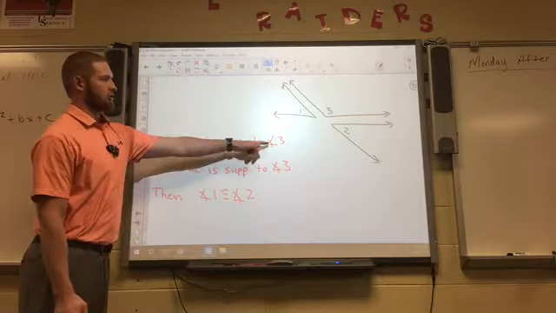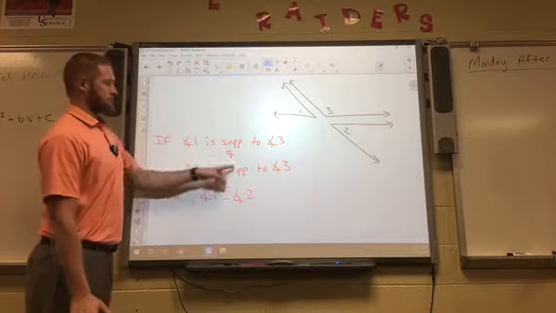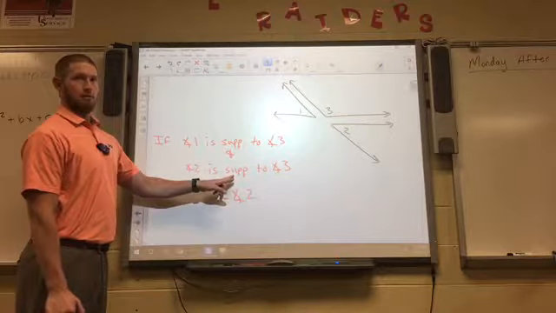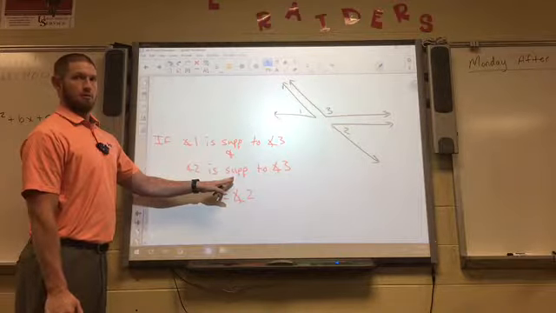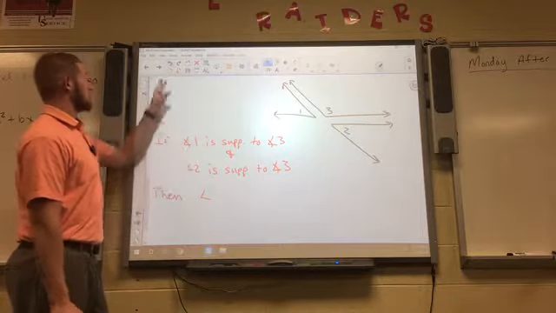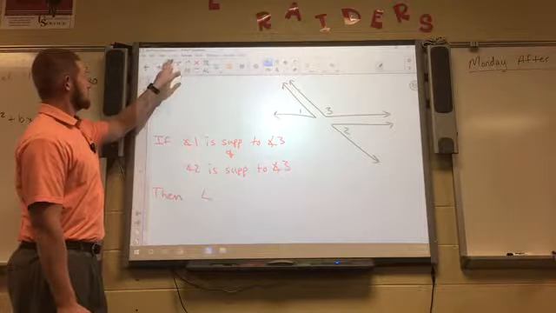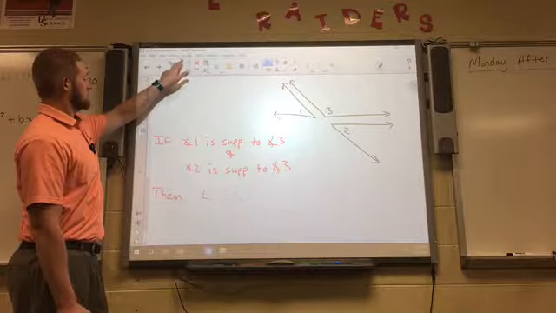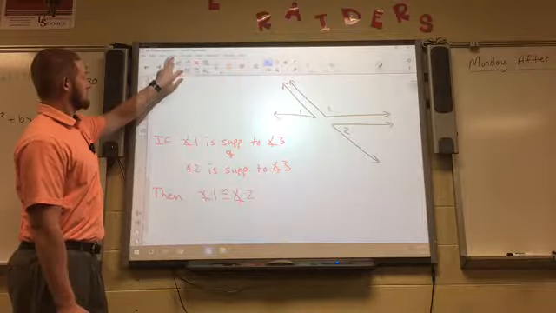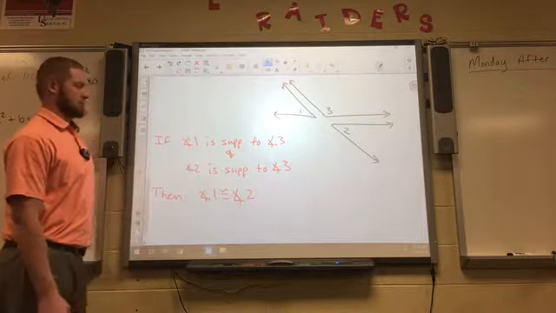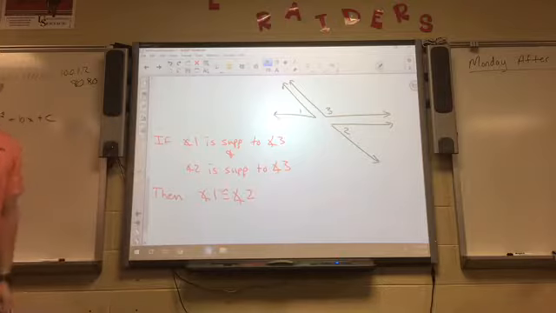So, if angle 1 is supplementary to 3, and 2 is supplementary to 3, which supplementary means they add to 180, if that's the case, 1 and 2, whoa, I don't know what's going on with my board. 1 and 2 must be congruent to each other.